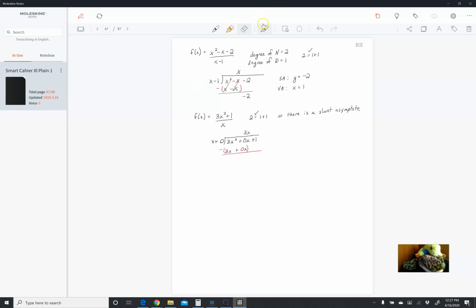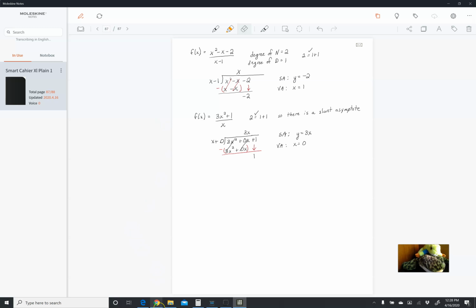This should be an x squared, 3x squared. And once again, both of these things cancel. And what you're left with is just a 1, but that's irrelevant because that's the remainder, so we don't care about that. So here, the slant asymptote is at y equals 3x. It's just the quotient, and the vertical asymptote is at x equals 0.